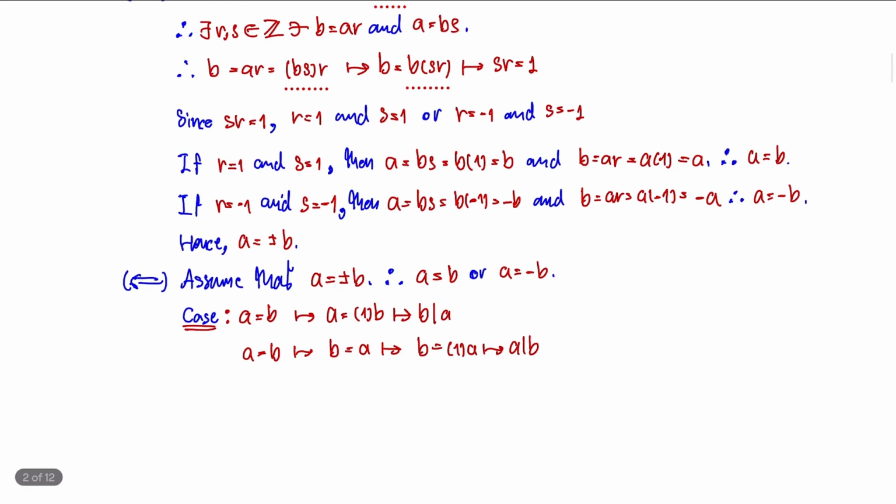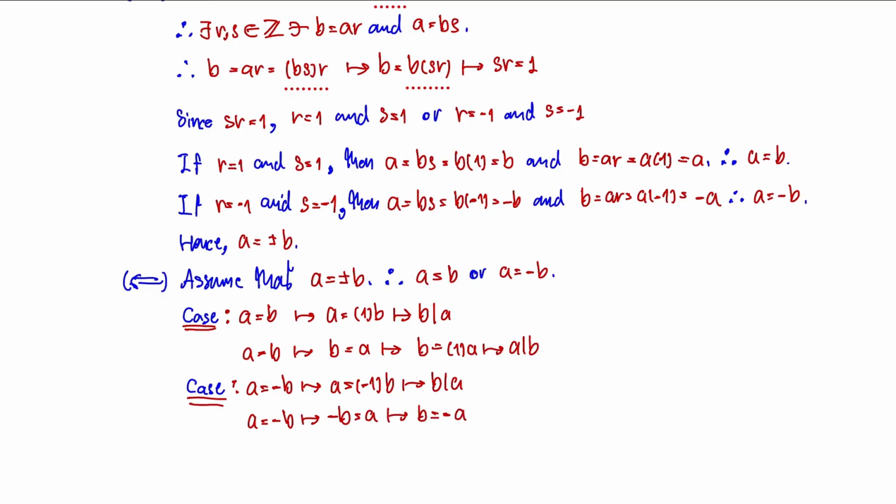Now another case, the case where A equal minus B. So we may write A equal minus 1 times B. So we're gonna have B divide A. Okay, and A equal minus B, you may have minus B equal A. Okay, minus B equal A or B equal minus A.